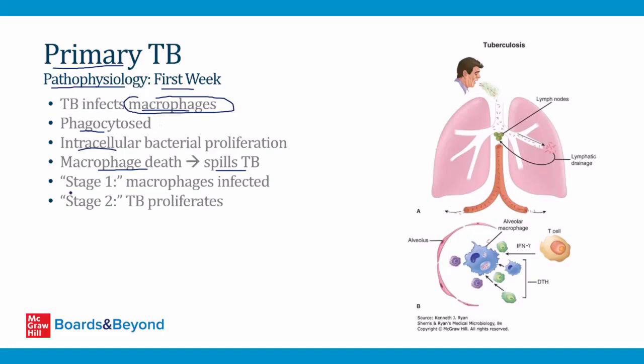And sometimes primary tuberculosis infection is broken up into stages. When you do it that way, stage 1 is when the macrophages are infected, and stage 2 is when the tuberculosis bacteria proliferates. And all of this occurs roughly during the first week or so of infection.